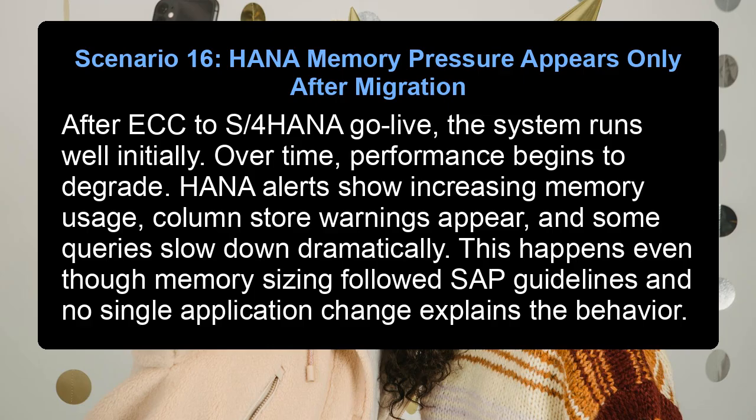Scenario 16. HANA memory pressure appears only after migration. After ECC to S4 HANA go-live, the system runs well initially. Over time, performance begins to degrade. HANA alerts show increasing memory usage, column store warnings appear, and some queries slow down dramatically. This happens even though memory sizing followed SAP guidelines, and no single application change explains the behavior.